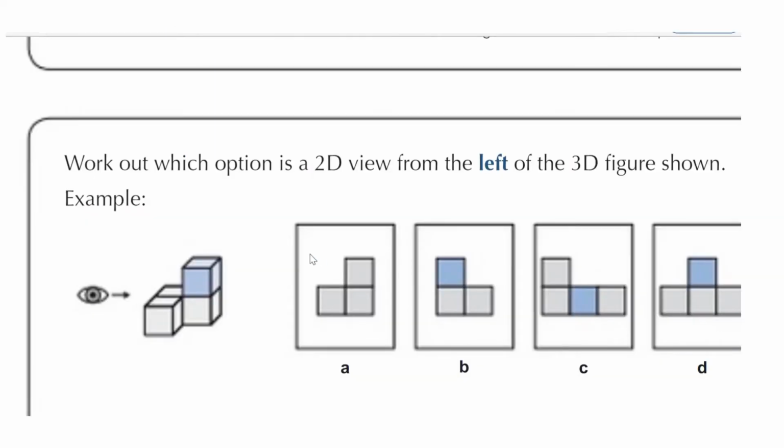So here is an example for you. What do you think the answer is? Work out which option is a 2D view from the left of the 3D figure shown. So from this 3D, looking at it from the side, always look at where the eyes are looking at it from. Let's assume it's a building, from the side. And the good thing is they've colored one of the cubes so that you can understand what's happening here.